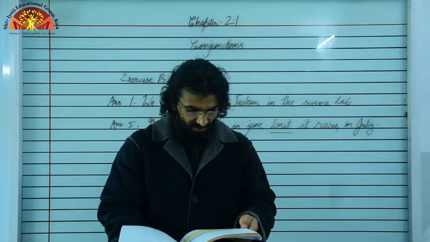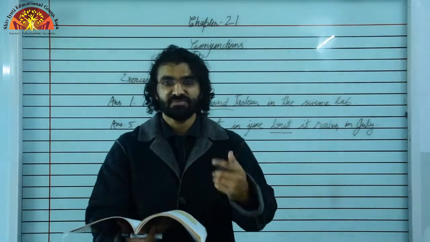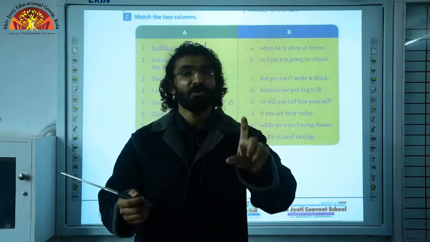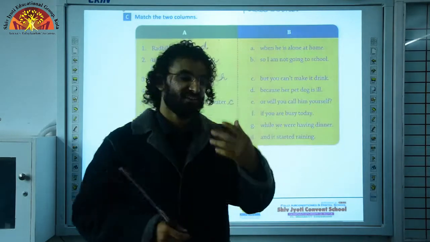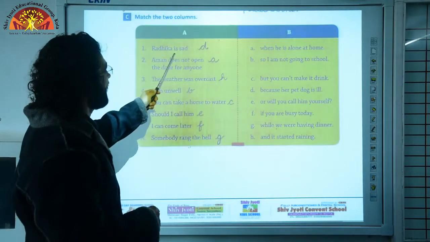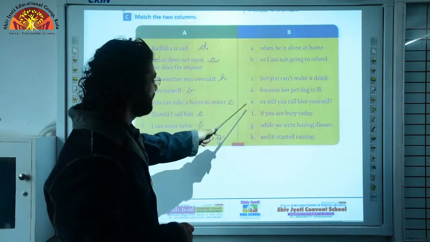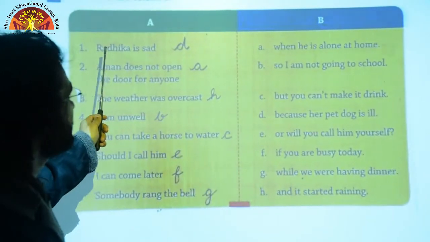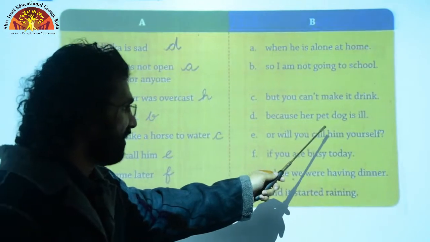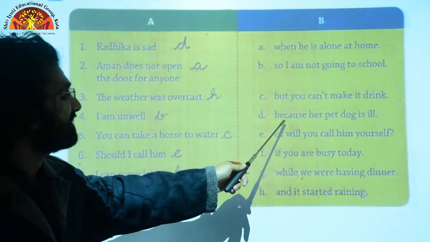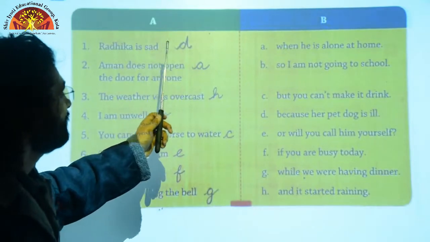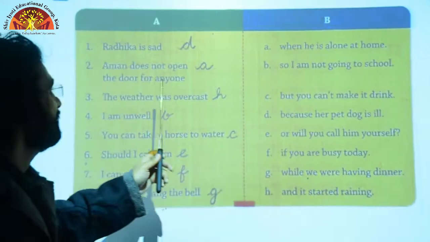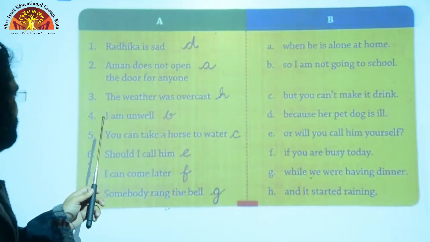Okay. Exercise C, match the following. Match the two columns. You're going to find it very interesting, but we will do just two. Radhika is sad. Here we have A, B, C, D, E, F, G, H. Which one should be the rest of it? Radhika is sad because her pet dog is ill. The conjunction because has been used here. I'm sure if you have a pet dog, you really love your pet.